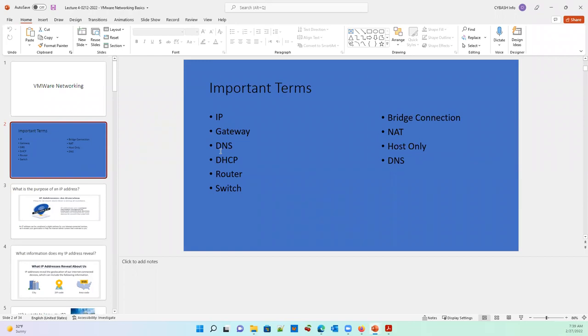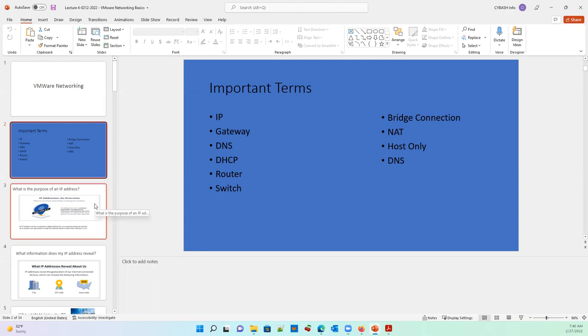Cool. Okay. Good. So we're going to learn a couple of terms today. This is basically everything you need to know for a computer to communicate, the basic requirements. We will talk about IP, gateway, DNS, DHCP, router, switch, bridge, NAT, and host only. Hopefully we can cover those topics in three hours.